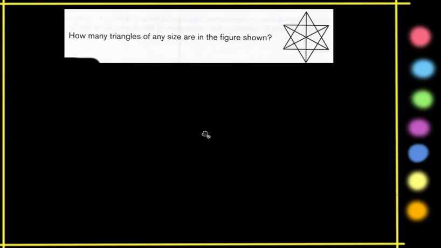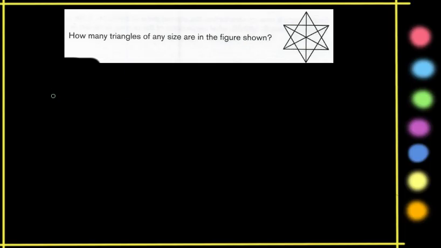So this one's pretty tricky. This one says how many triangles of any size are in the figure shown. So we need to think about different types of triangles. One thing that's useful for a problem like this, and you'll often see a problem like this, is to think about breaking it down somehow. And one way to break it down is to look at how many of these cells there are in a triangle.